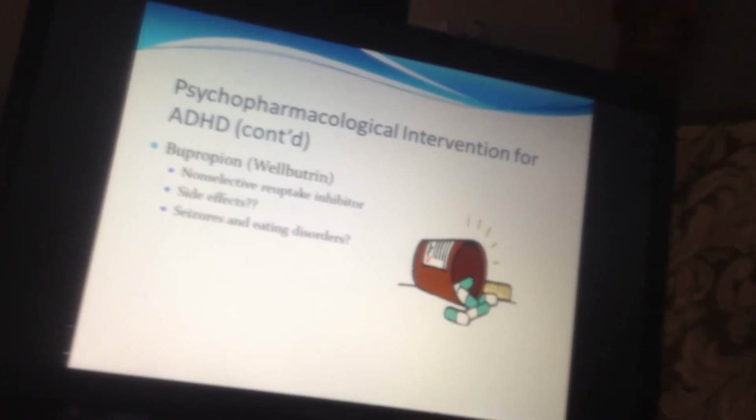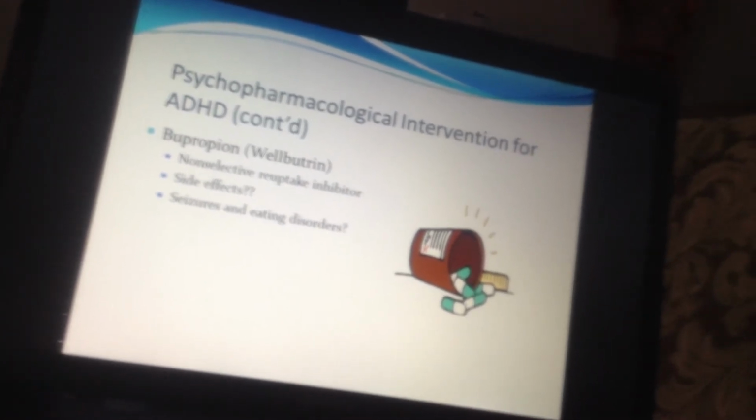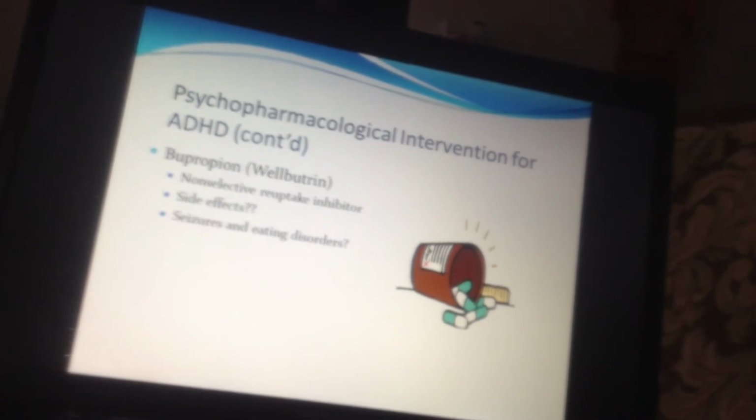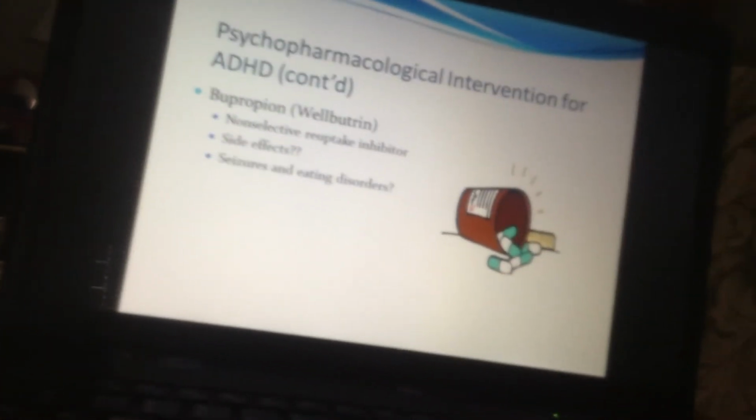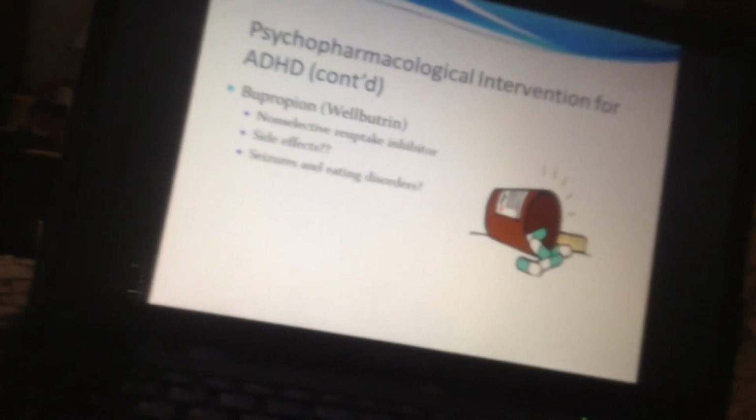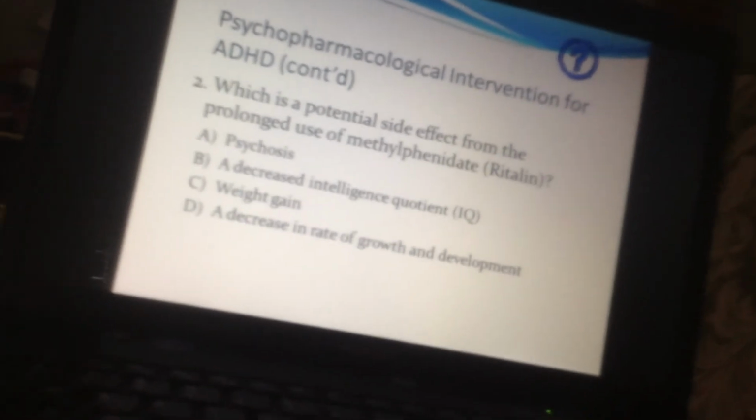Also, you want to be very cautious when you're giving this medication to anyone that is having seizures and eating disorders, because this medication can actually cause seizures, and it also decreases appetite. So you want to be very cautious about who you're giving this medication to.